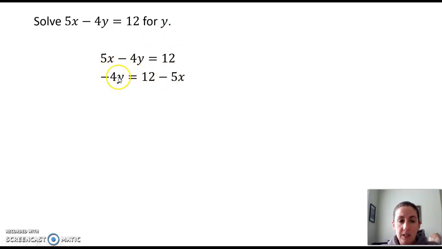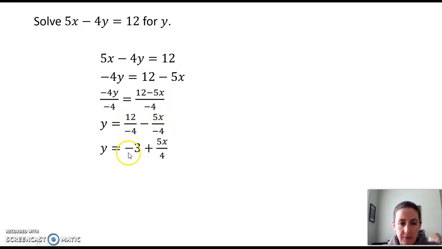Now to get rid of this negative 4, to get y by itself, I'm going to divide both sides by negative 4. Now I'm dividing this entire side by negative 4, which means I need to divide the 12 by negative 4 and the negative 5x by negative 4. That 12 over negative 4 will reduce to a negative 3, and a negative over a negative will become a positive, or you can look at that as subtracting a negative is really adding, and that 5 over 4 stays as 5 over 4.